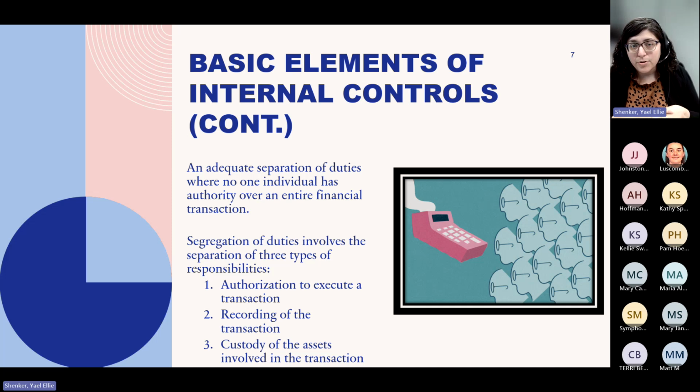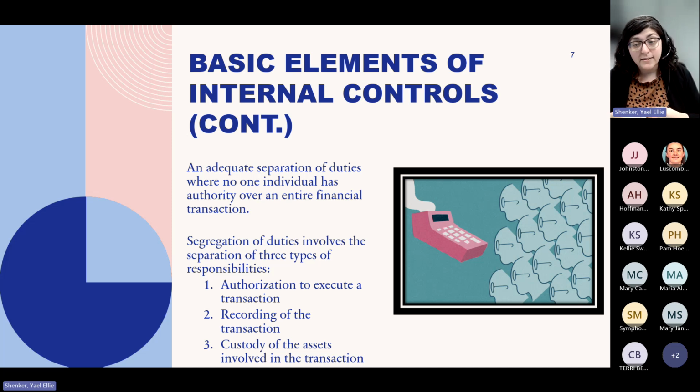An adequate separation of duties is where no one individual has the authority over an entire financial transaction. So it should ensure, for instance, that no one individual could receive and process and pay an invoice from a third party without review from at least one other person in the organization. We're trying to stop the consolidation of control over any one procedure or transaction. So segregation of duty involves the separation of three kinds of responsibilities: the authorization to execute a transaction, the recording of the transaction, and the custody of the assets involved in the transaction.